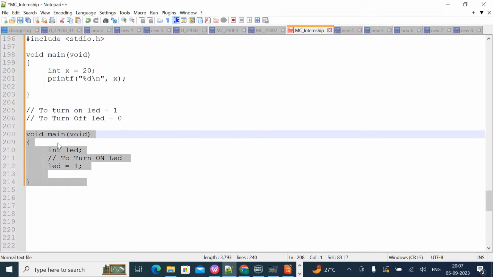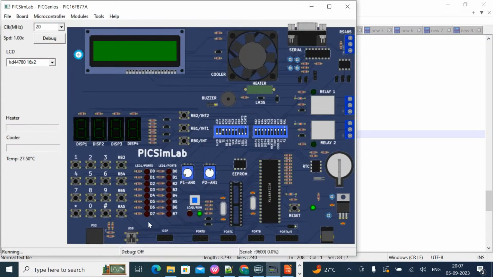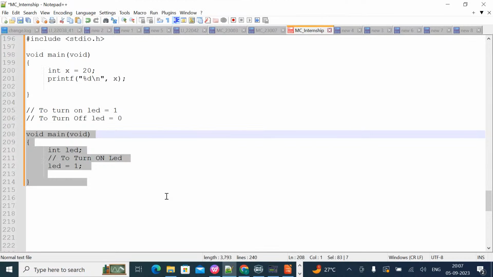So what happened, people? Will this program turn on the LED, whatever LED I'm having on the board? You can say this is the board, and here you can have many LEDs. Let's say LED 1 I'm turning on. So what happened? Will it turn on LED 1?